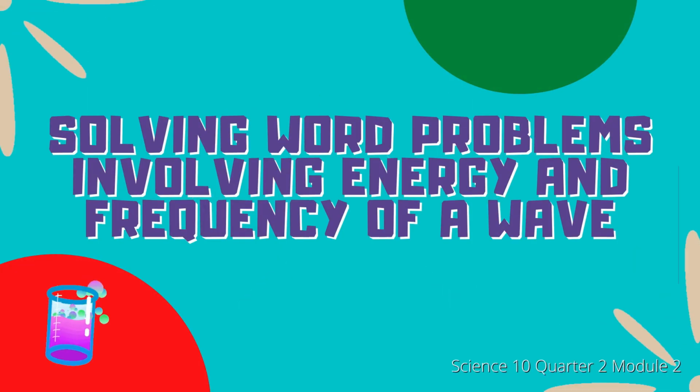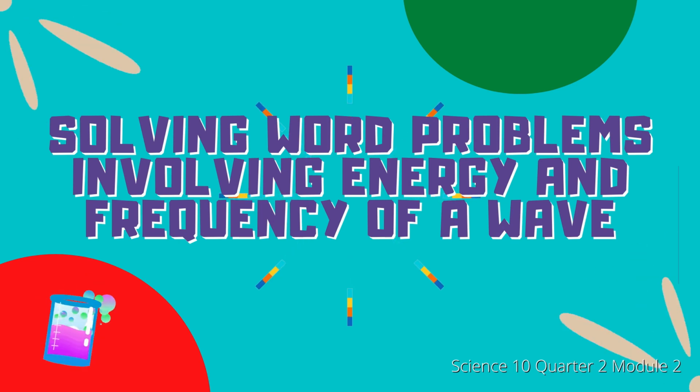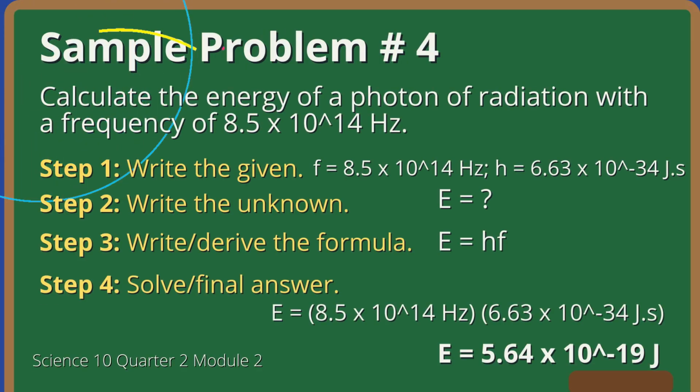Solving word problems involving energy and the frequency of a wave. Sample problem 4. Calculate the energy of a photon of radiation with a frequency of 8.5 times 10 to the 14th Hz. Step 1. Write the given. F is equal to 8.5 times 10 to the 14 Hz, and h is equal to 6.63 times 10 to the negative 34 joules second.